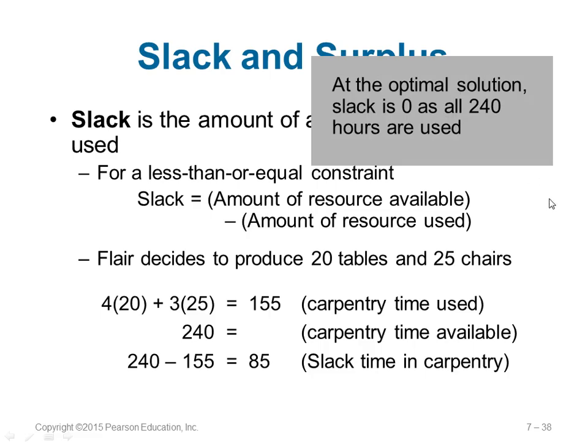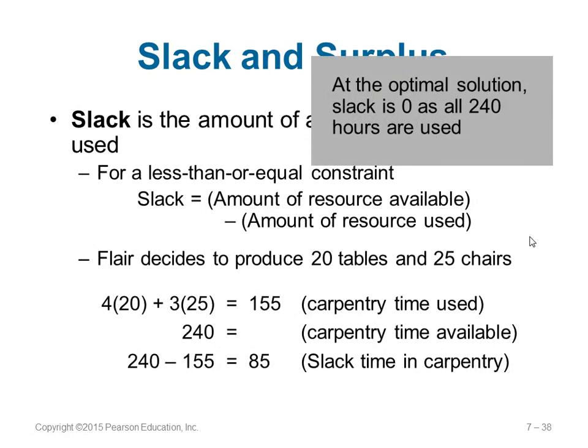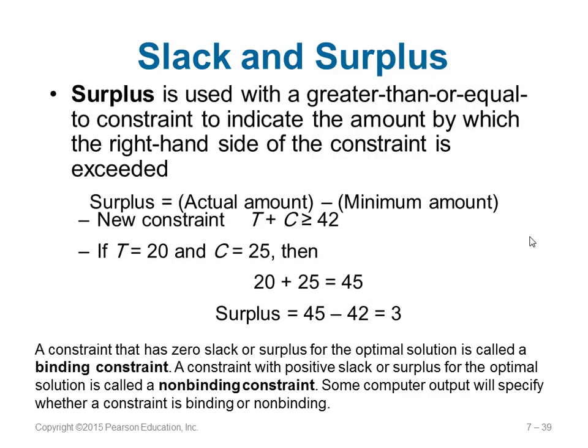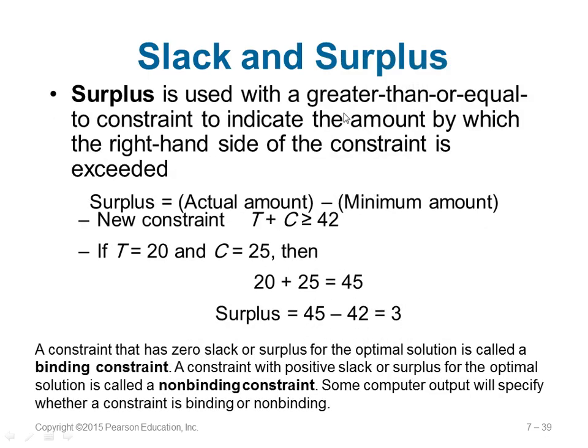Alright, so if you are looking for an optimal solution, the slack should be 0. You should have used all the time available. Remember, slack is applicable only for less than or equal to constraints. Surplus is used with greater than or equal to constraints.